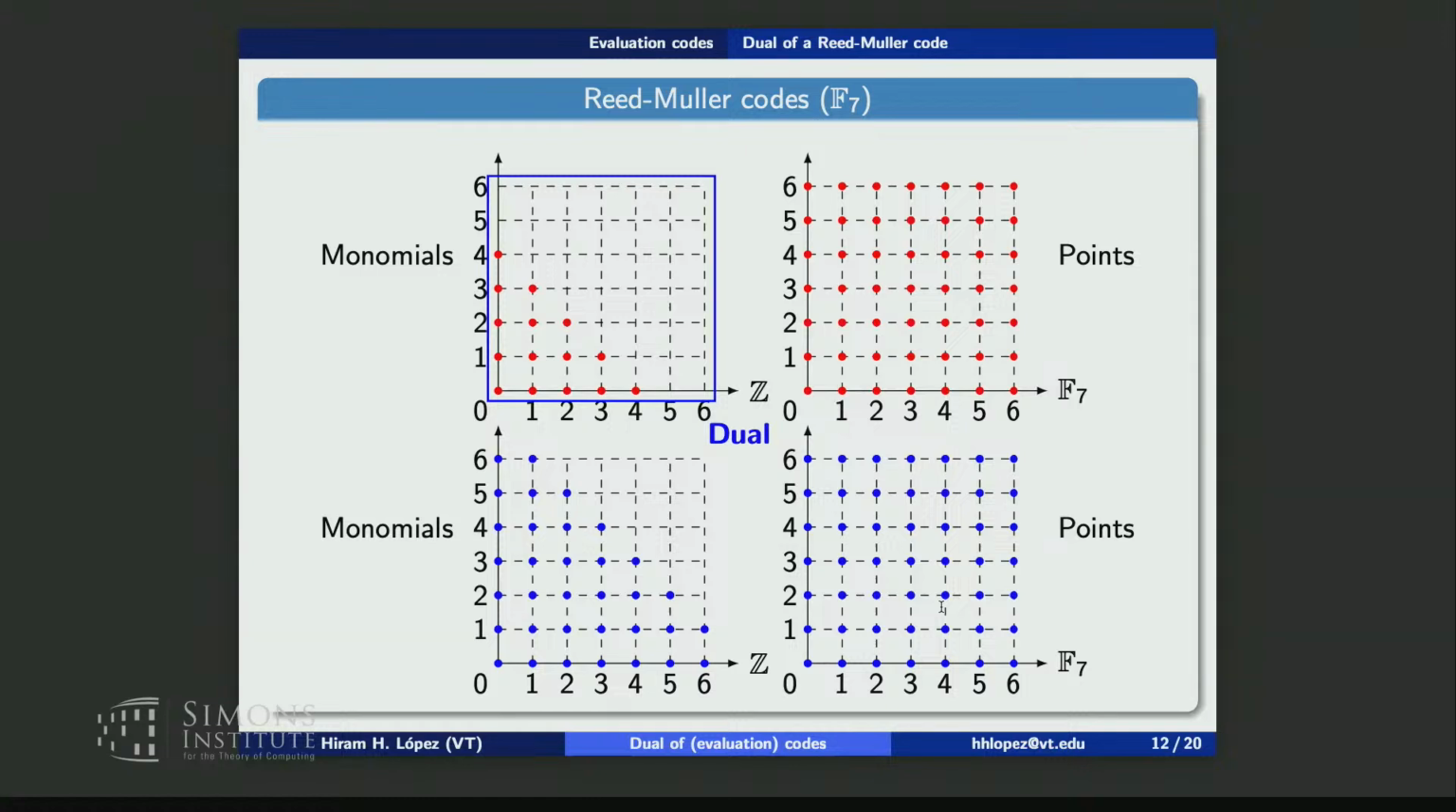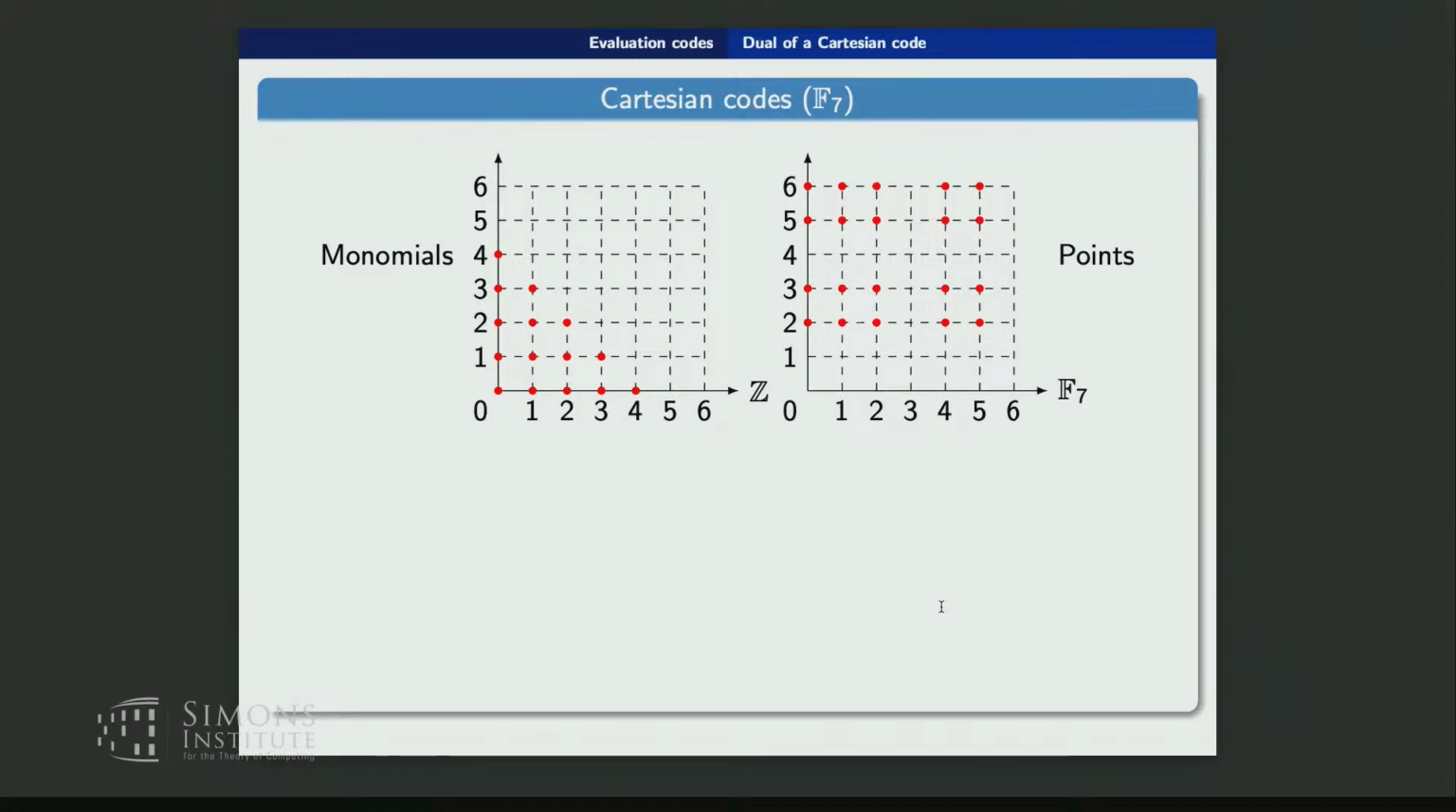Can we do the same for other codes? I hope so. The Cartesian. And we have a polynomial set to a certain degree, and we have a Cartesian set. And I want to find the dual. Can you imagine what is going to be the dual?